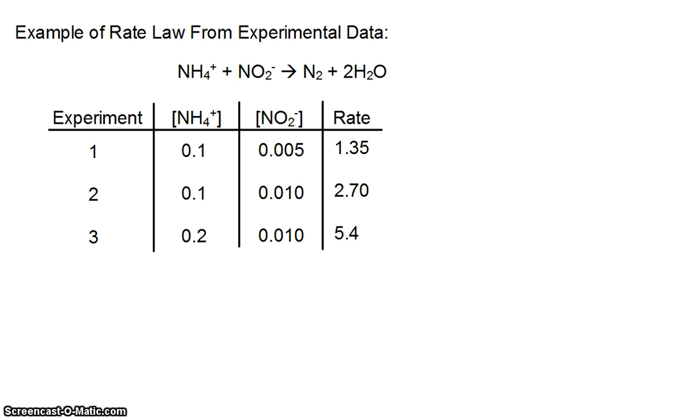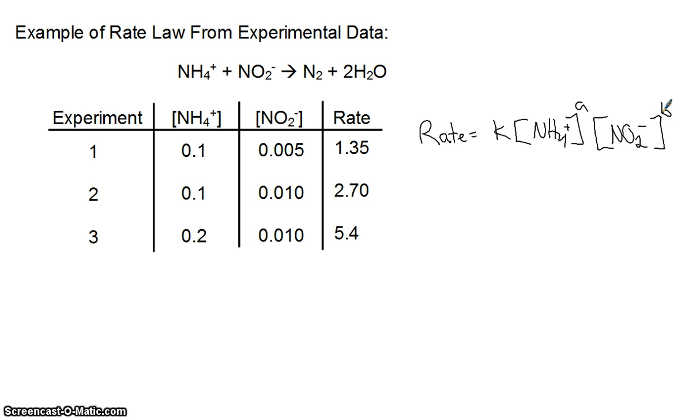so let's look at an example of how we could determine the actual values that go into a rate law based on experiment. So we have a reaction here, and we have some data. We did 3 different experiments, and each time we found what the concentration of our reactants was and what rate the reaction happened at. So we know that the rate law has to look something like this. The rate has to equal some number k times NH4+ to some power a that we don't know, times NO2- to some power b that we don't know.